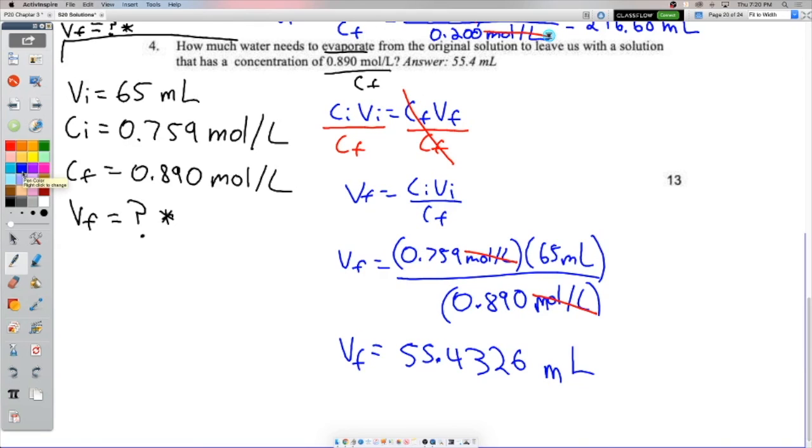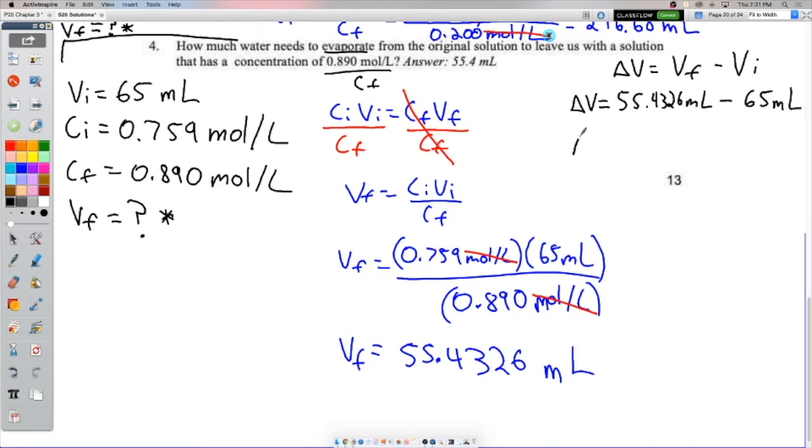Now, if this question had just said, what's the final volume? Good, you're done. But be careful, this question didn't say that. It said how much water needs to evaporate. So what did we start at? We started at 65 milliliters. So how much water needed to leave for us to go to 55 milliliters? Same idea: change in volume is where we ended up minus where we started. So the change in volume is the final volume, 55.4326 milliliters, minus our 65 milliliters that we started with. You're probably noticing we're going to get a negative number. We sure are. That's okay. I got negative 5.57 milliliters.